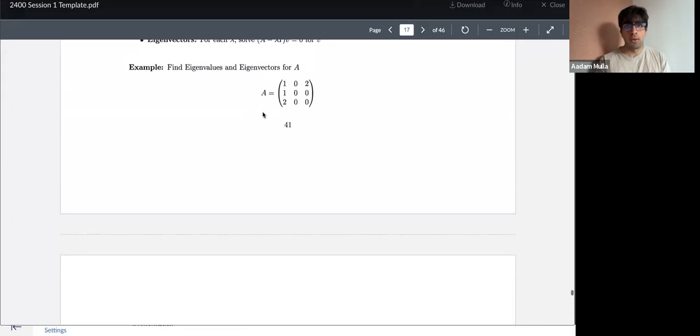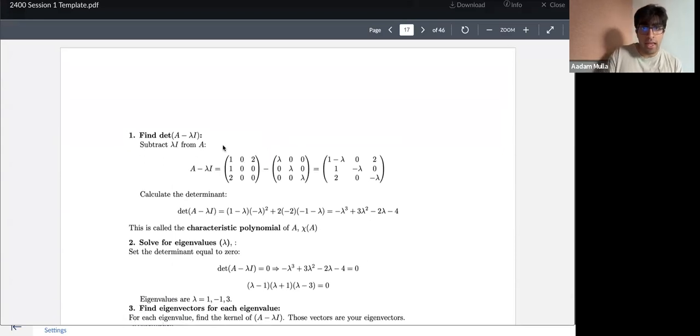So the first thing we do is determinant of A minus lambda I. So we first have to find A minus lambda I. Here's A. Here's what happens when you do lambda I, right? We take lambda and multiply it by the identity, which just puts lambdas on the diagonal. And then we get A minus lambda I is this guy. We find its determinant.